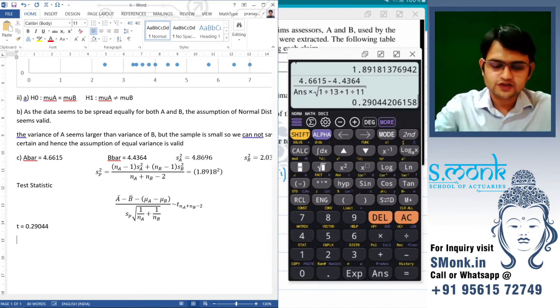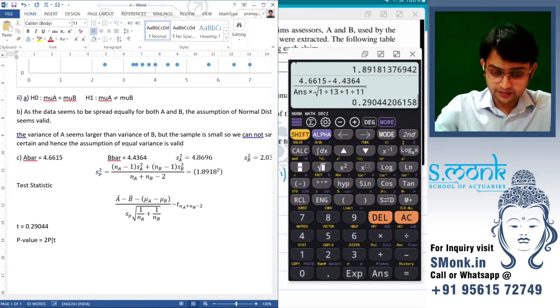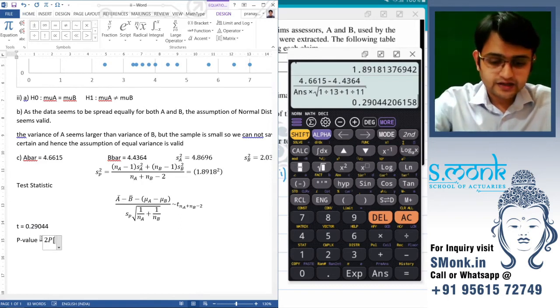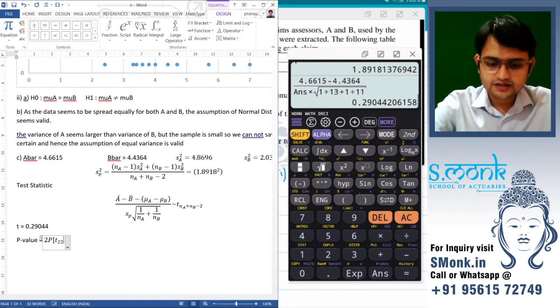Now we'll find P value. So I'll say P value. The formula, when we have double sided, we have 2 into P T. Now see again, you can write these things in equation editor as well. So I'll have 2 P and I'll have T underscore, degree of freedom is going to be 22, greater than, we want this 0.29.